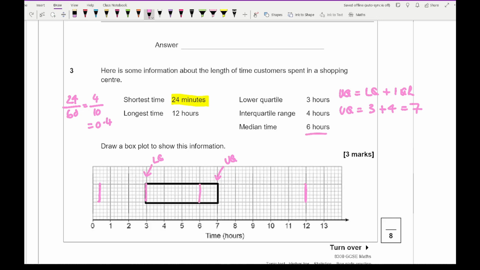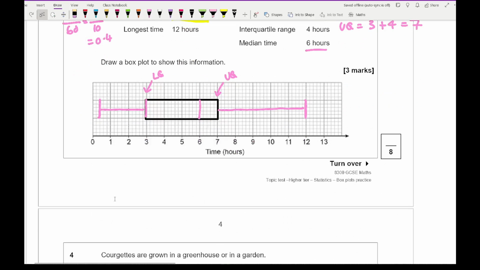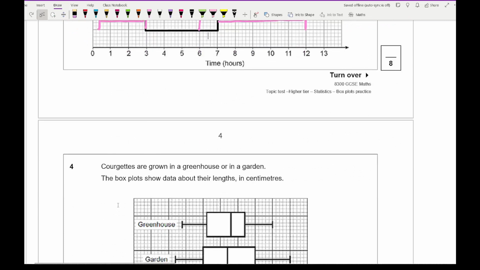So all that's left for me to do is then draw my whiskers, which again should be drawn with a ruler, which I'm not setting a very good example of, but there we should have our box and whisker now. Notice that it does look a bit scruffy simply because I haven't used a ruler, so make sure in your exam you do use a straight edge.